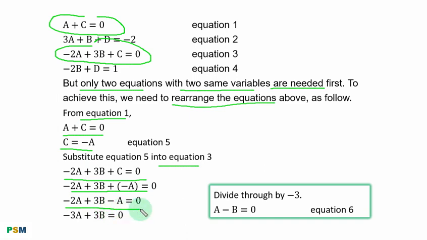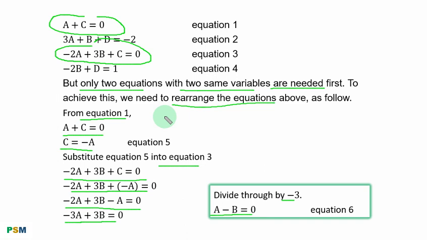You add like terms. You have minus 3a plus 3b equal to 0. Divide through by minus 3. You have a minus b equal to 0 as equation 6.